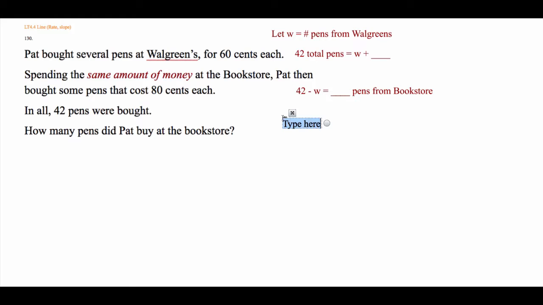There are a few ways of looking at this. The first one, let's just look at 60 cents per pen. If you multiply that by the number of pens, W, you're going to get dollars. It's 0.6 W, in units of dollars. And this is going to be important to us when we start thinking about what to do with the 0.8 dollars per pen.